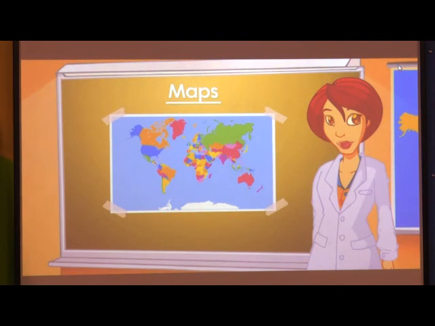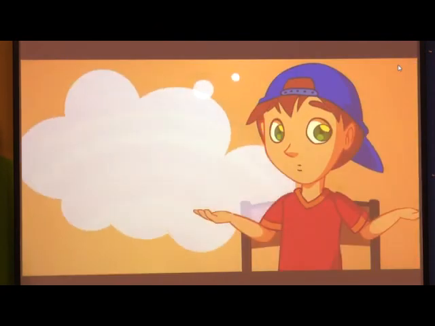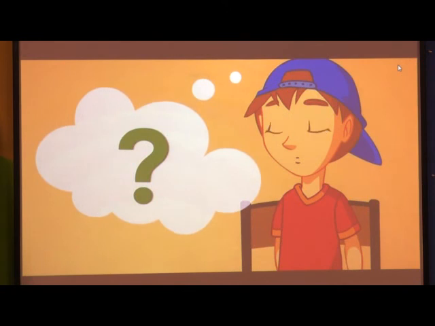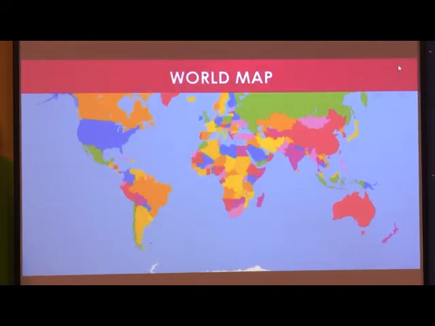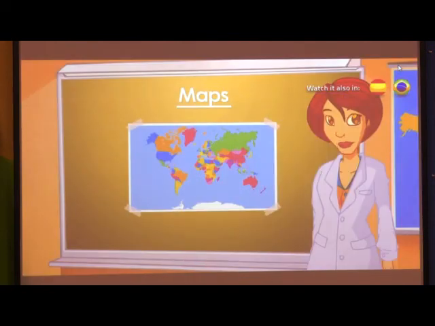Country borders have been drawn on the photograph. What are the borders, miss? They are lines that divide each country and show where a country starts and where it ends. This is a world map. It shows all the countries of the world on paper. The colors you see are used to identify each country. The map I'm showing you is a political map.